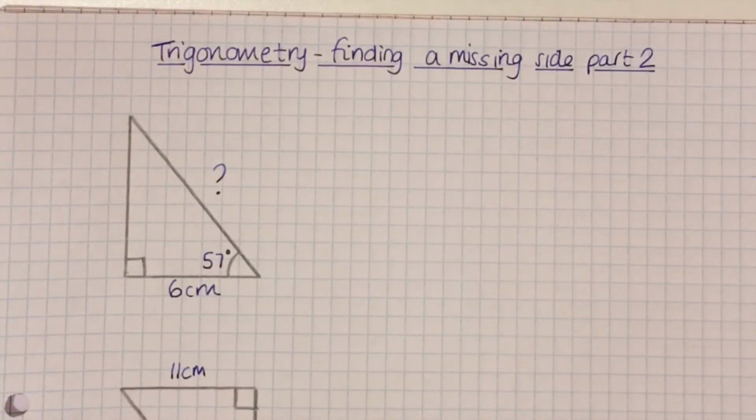So this lesson is on finding a missing side, part 2. Last week we looked at finding a missing side when we just had to rearrange and multiply. We were doing something like sine of the angle multiplied by the hypotenuse, which you were given, and that gives us our answer. This week we don't know the number that's on the bottom, so the denominator.